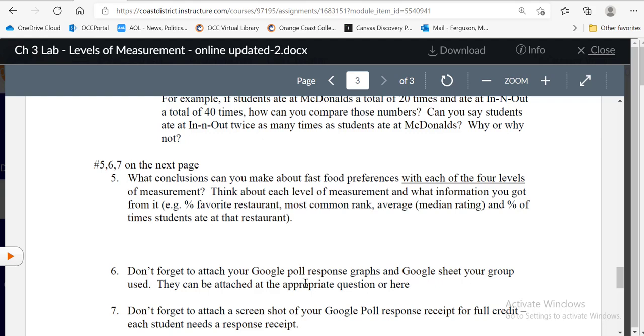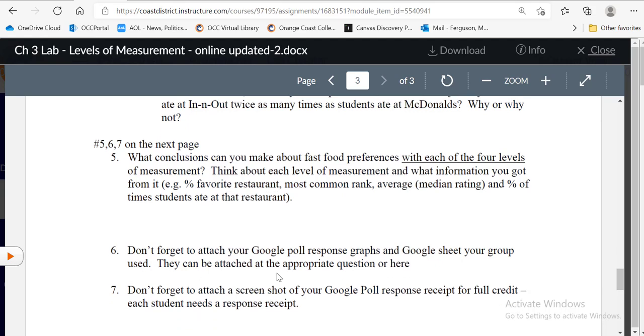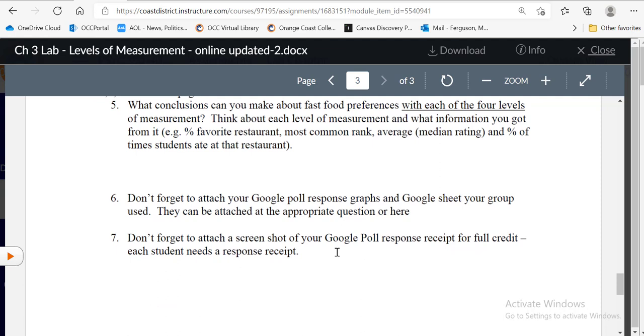This is just telling you, don't forget to attach the Google response graphs and the Google Sheet. You can put those graphs with the earlier questions where they're required, or you can put them here. And then don't forget a screenshot of your Google Poll response receipt. All students in the group need that response receipt, and you need to have completed that Google form before the lab has been turned in.